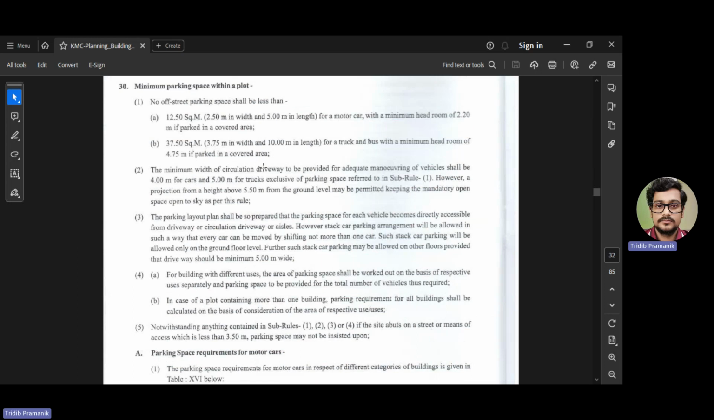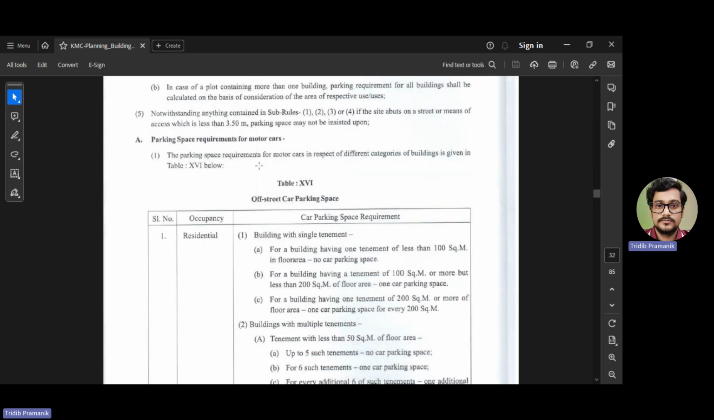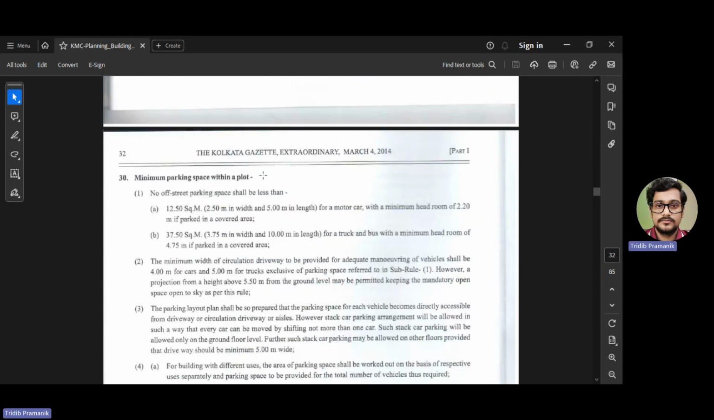Now this is for parking space. For different types of vehicles, we need to make different size of parking area, so depending on your dimension. Minimum dimension is 2.5 meter in width, 5 meter in length, and in height it should be at least 2.2 meter if it is small car. If it is bus or truck, then head space should be at least 4.75 meter.